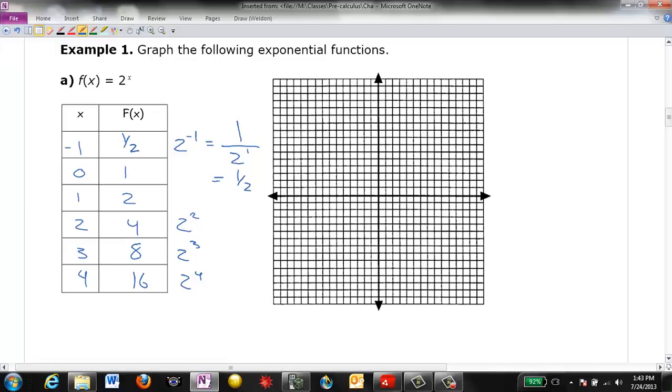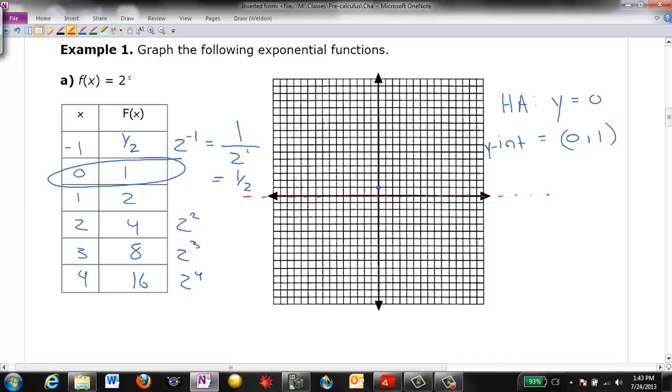Some other things you might want to take note of. Some things I can ask you about on the quiz. I might ask you what the horizontal asymptote is. You should recognize that 2 to the x fits our form a to the x that we talked about on the first page of your notes. So we're going to have a horizontal asymptote at y equals 0. You should be able to tell me right away that we have a y-intercept at (0, 1). All right, so y-intercept right here. And I can go ahead and plot that point since I know it.